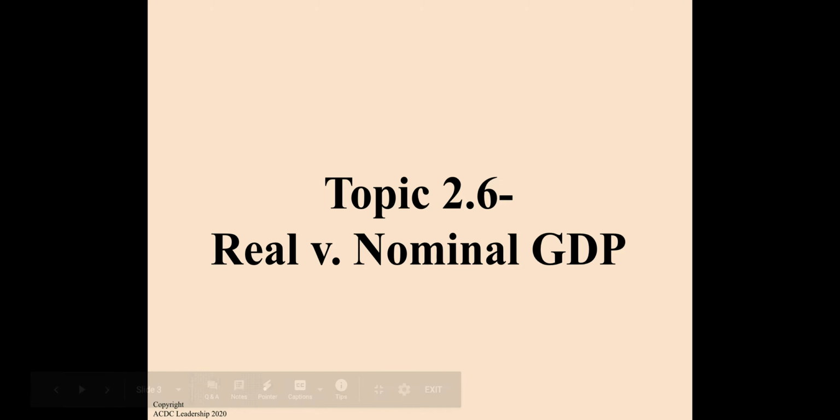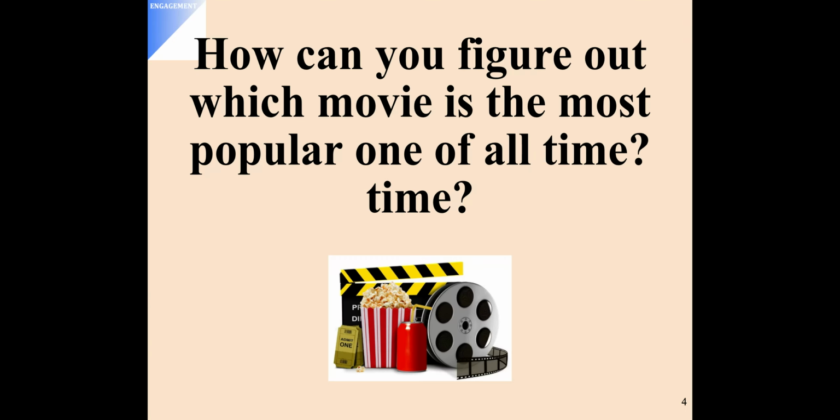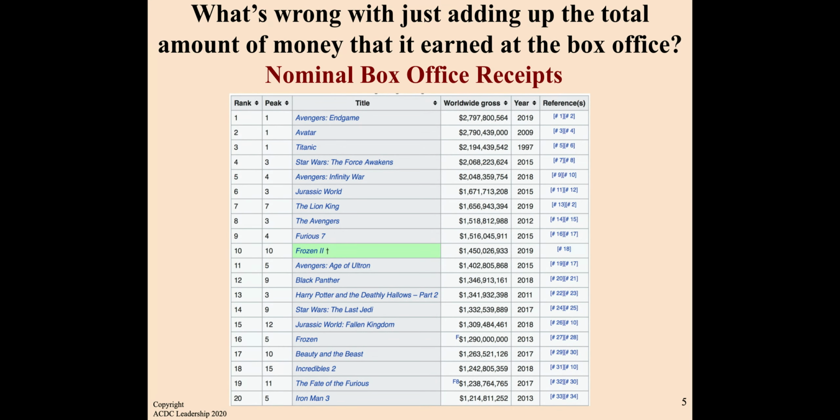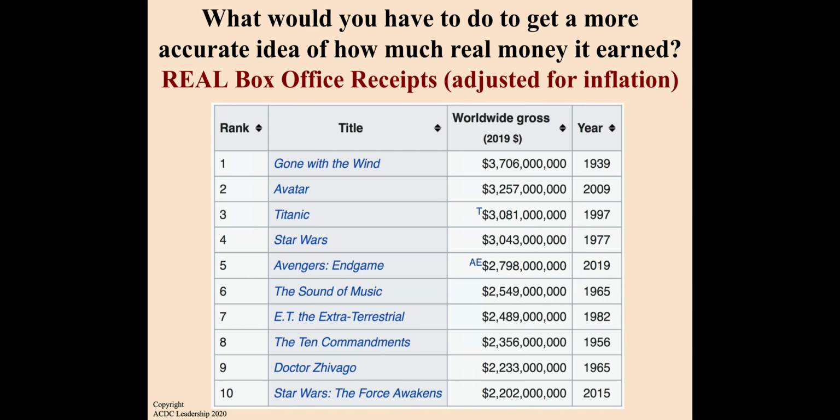Today we're going to talk about topic 2.6, real versus nominal GDP. So something to help you understand the concept of real versus nominal GDP is to consider movies. If you look at the most popular movies of all times, you can look at their total gross. But what would you have to do to get a more accurate idea of how much real money is earned? You need to look at the real box office receipts, or adjusted for inflation.